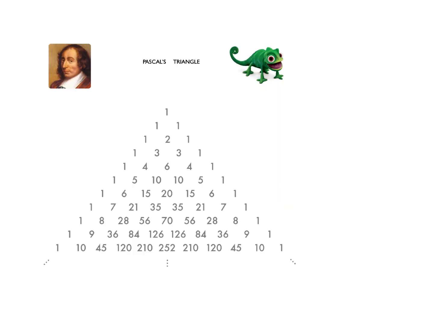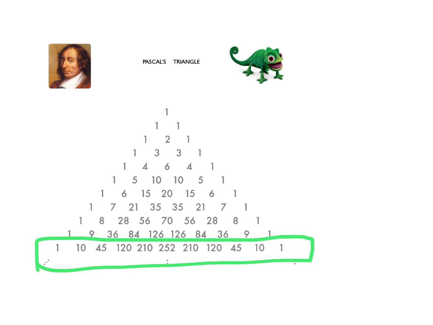Here's Pascal's triangle again. Word to the wise, take a screenshot of that. If you need this row, you don't want to have to recreate that all by yourself. Just take a screenshot of it.